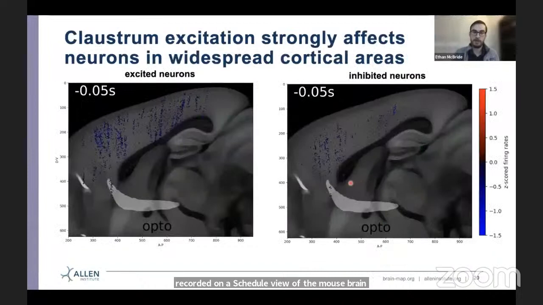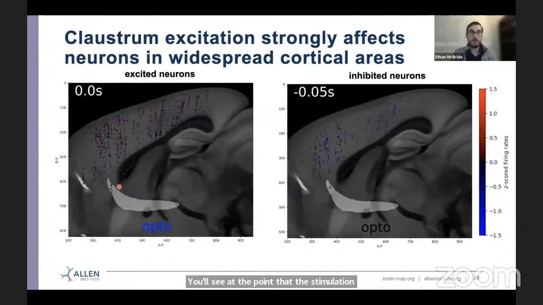Overall, we found that optogenetically exciting the claustrum for 500 milliseconds produced strong activation of many cortical neurons. Here, the neurons are plotted on a sagittal section of the mouse brain atlas. Each point is one neuron, colored according to its normalized firing rate. On the left, I'm showing only those cortical neurons that were significantly excited by claustrum activation. You'll see at the point that the stimulation turns on, what looks like a wave of activity travels from the front to the back of the brain, which is consistent with the known axonal projections of claustrum neurons. I'll replay this a couple more times. Note the wave of activity.